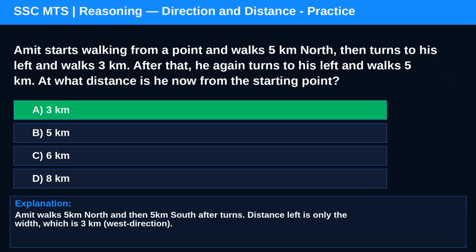Correct answer is A. Amit walks 5 km north and then 5 km south after the turns. Distance left is only the width, which is 3 km in the west direction.